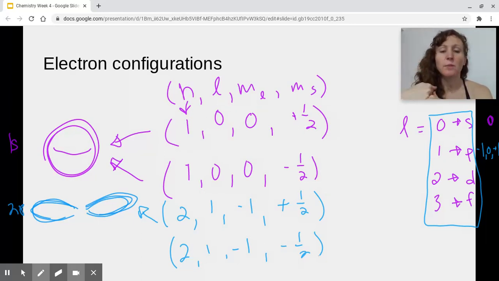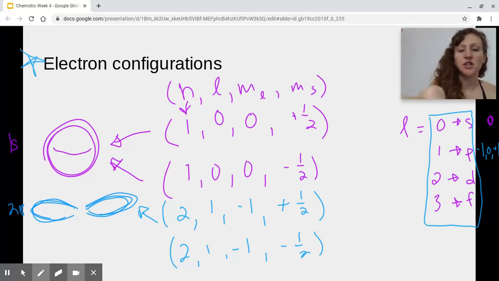It's a little bit more pared down. And so that's what I want to introduce you to today. I want to introduce you to that simpler code that tells us where electrons live around the atom. And that code is called an electron configuration.